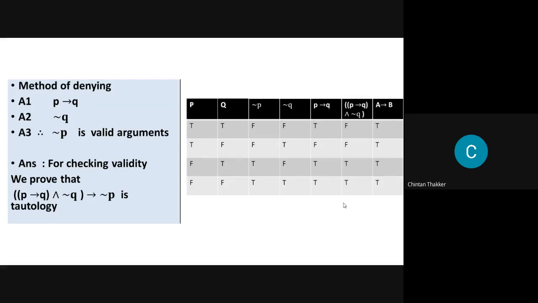Here we have P, Q, negation of P, negation of Q. Then we have P implies Q. Then P implies Q and negation of Q. This one we denote by A, and B is negation of P. So here A implies B.